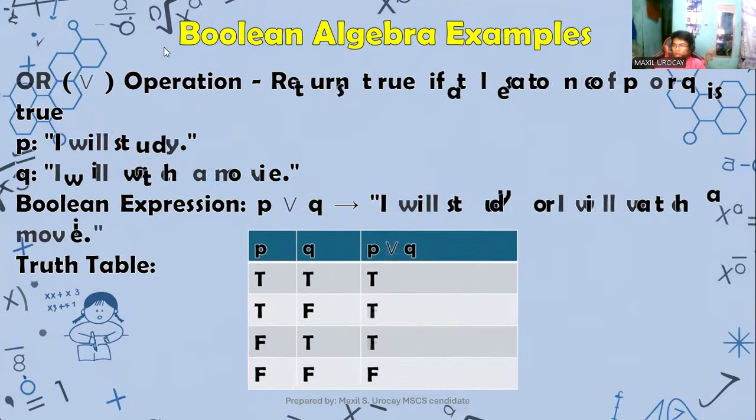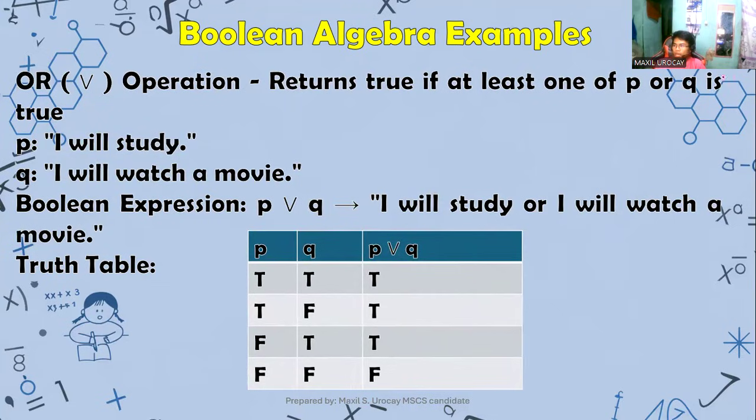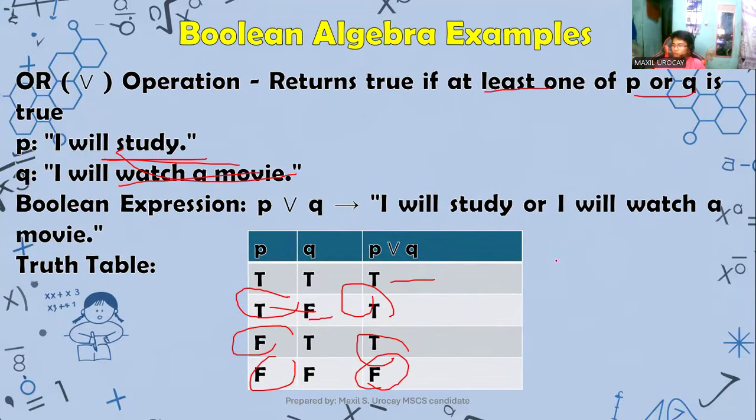Now for OR, it returns true if at least one of P or Q is true. I will study or I will watch a movie. So true plus true will become true. True plus false is true because at least one is true. False plus true will be true. False plus false is false. Of course, that's false. Now, with 1 and 0, 1 plus 1 is equal to 1.